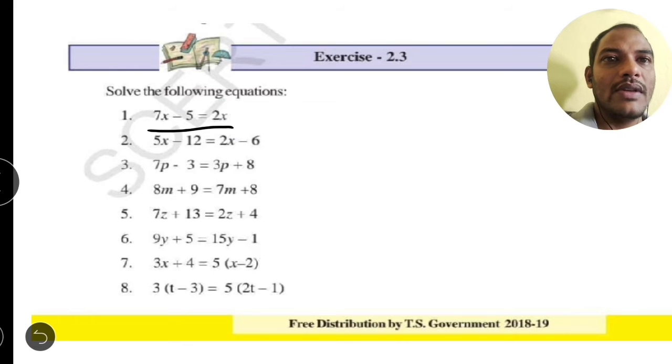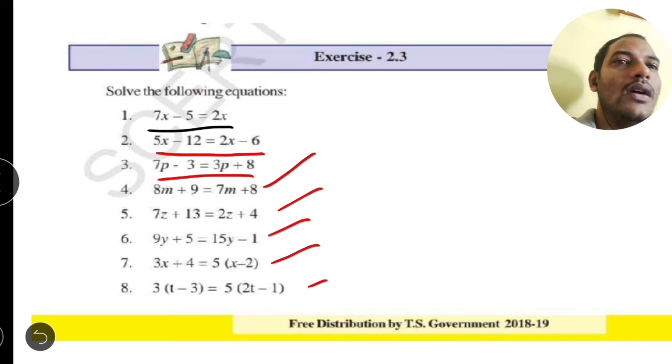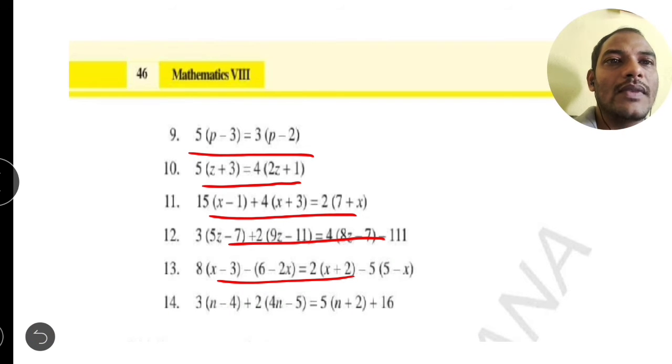First question is 7x minus 5 equals 2x. The variable is at two places, LHS side and RHS. Next, second question: 5x minus 12 equals 2x minus 6. Here also there is a variable on both sides of the equal symbol, left side and right side. Next, third question: 7p minus 3 equals 3p plus 8. Here also the variable is p, on the left side and right side. If you observe every question of this exercise, the variable will be on both sides of the equal symbol.